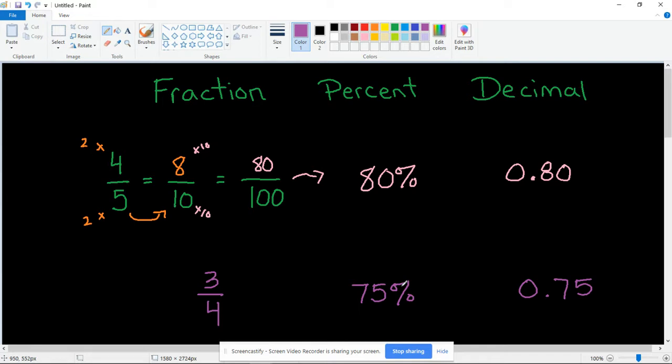And obviously it also goes backwards. If you have a decimal like 0.80, or decimal 80, you can go backwards to 80%. And then you can make a fraction, 80 out of 100, and then simplify it. And basically that's it.